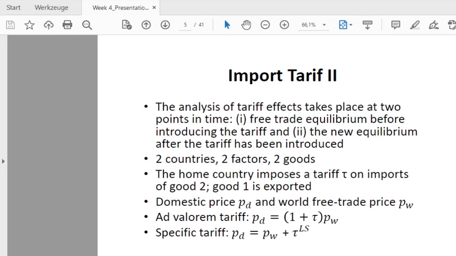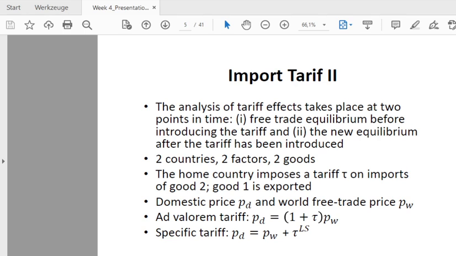The domestic price PD and the world free trade price PW are the two prices that will accompany us through this discussion. We will always have, of course, the free trade price PW as a reference, and we will always deal also with the domestic price PD.